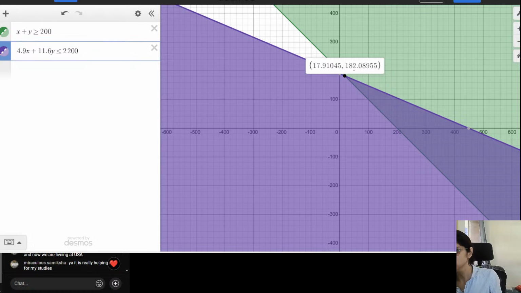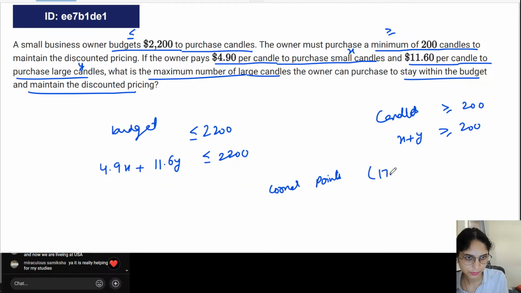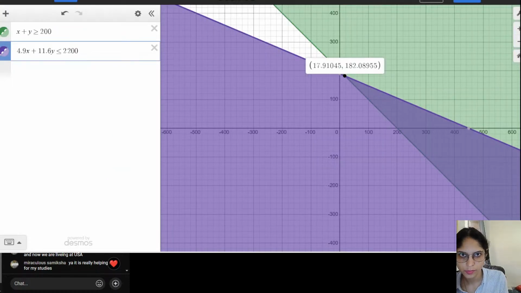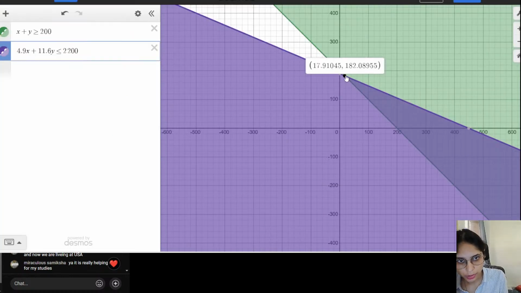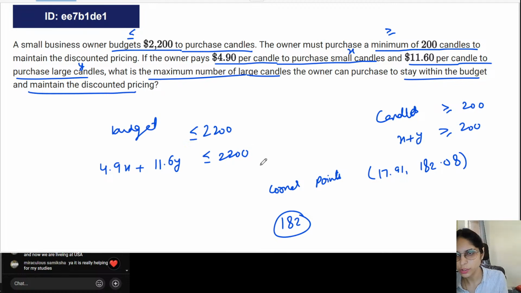The corner point is 17.91 comma 182.08 and everything is below that. We are looking for the maximum number of large candles. It has to be 182 because 182.08 is not a feasible answer, and you're going to the lower number. So it should be 182, not 180. I hope that makes sense.